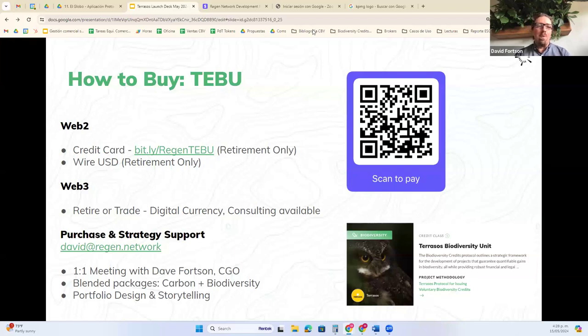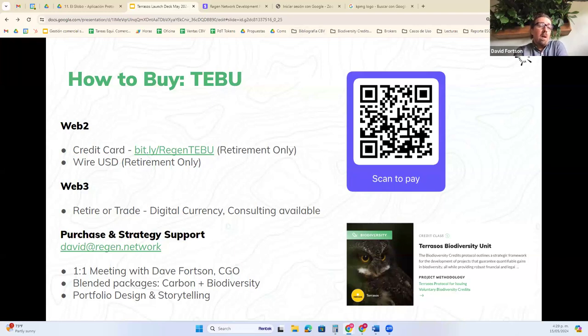So right now you have the ability to take a photo with your camera of the QR code, if you would like to make a credit card purchase, or go to the Regen Network Marketplace. The last thing I'll say is we understand this is not necessarily just a straight-up purchase, especially if you're in the corporate institutional space.